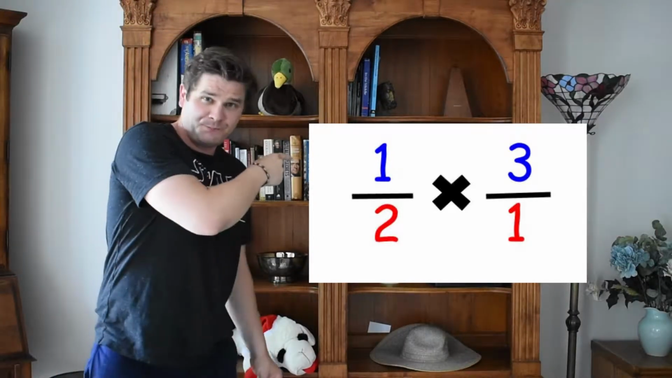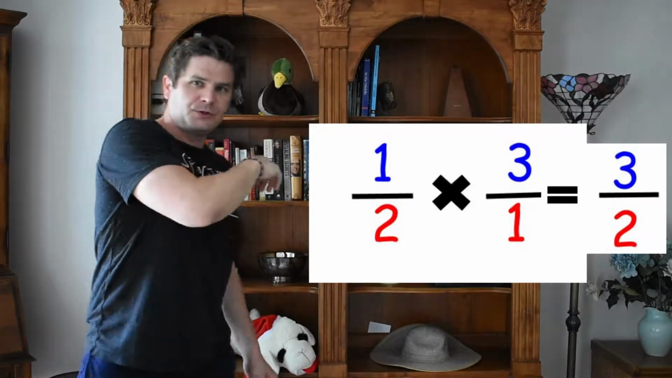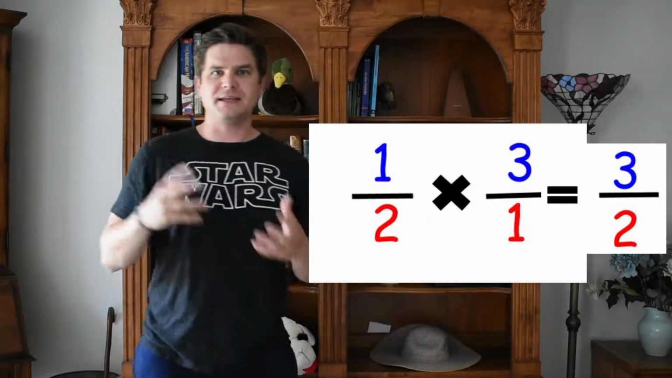So we have 1 times 3, which is 3, over 2 times 1, which is 2. So we have 3/2. Now obviously 3/2 is an improper fraction.